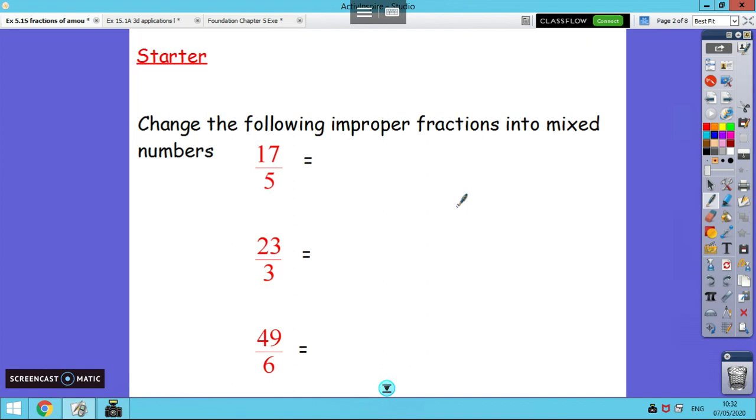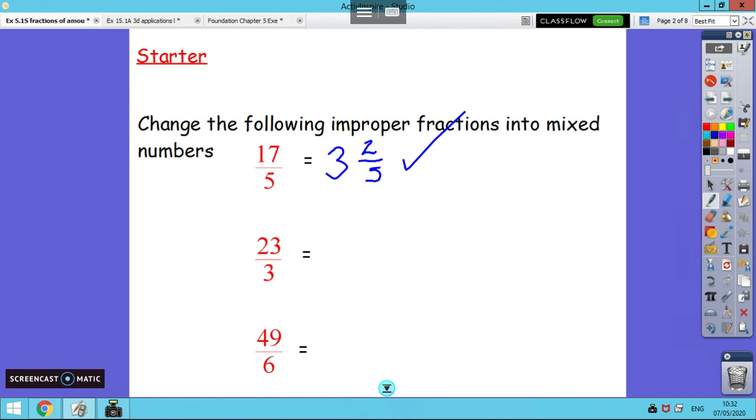Okay, so change the following improper fraction into a mixed number: 17 over 5. Well, if we think about how many 5s go into 17, 5 goes into 17 3 whole times, remainder what? So 3 times 5 gives you 15, so 15 up to 17 is 2, so it's a remainder of 2, and then we keep the denominator the same, so it's 3 and 2/5 for the first one. Give it a tick if you got it right. Next one, 23 over 3.